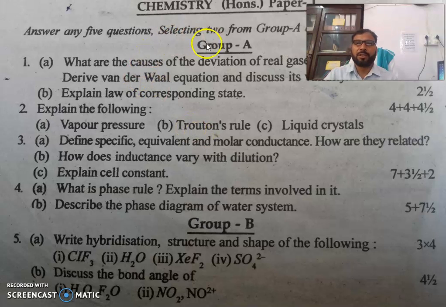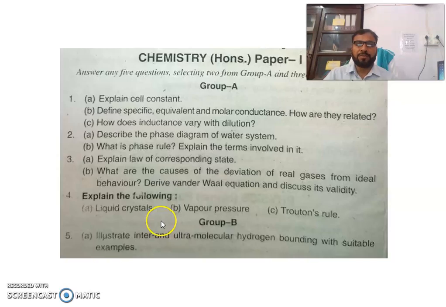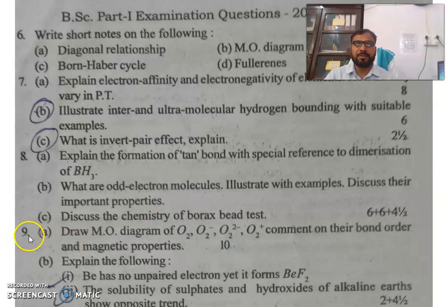Again, I am going to show you, just concentrate on Group A and Group B. Group A is from physical chemistry, out of 4, you have to write only 2 questions. And Group B, out of 9, meaning here 5 questions, you have to choose only 3. But you have to write the complete questions. For example, if you are attempting 7, 8 and 9, then you have to write A, B, C, A, B, C, A, B and all these two questions. If you are choosing 6, 7, 8, you have to write all this. Then you will get the full marks.